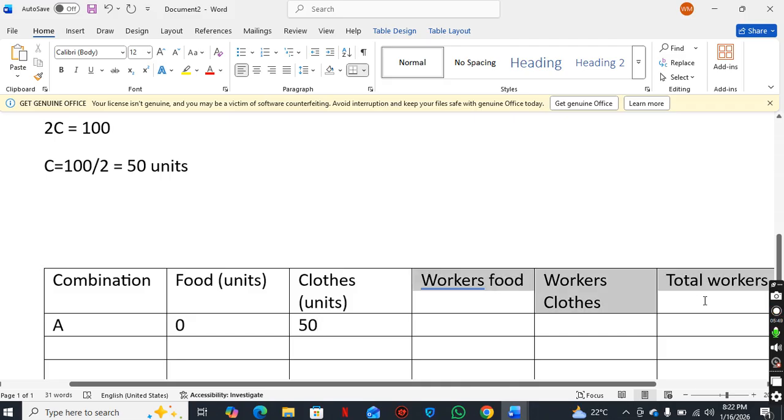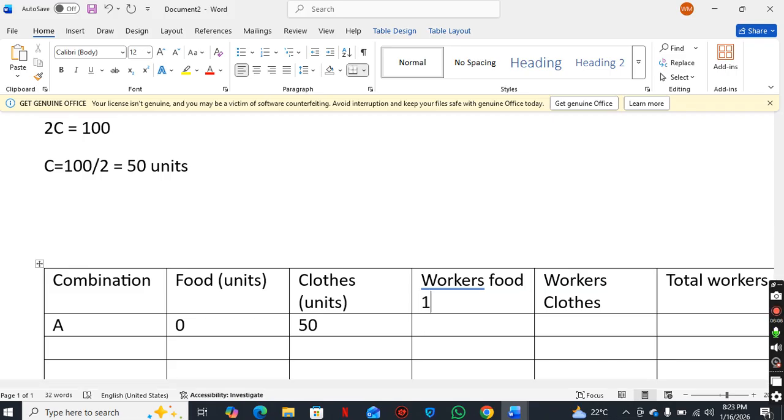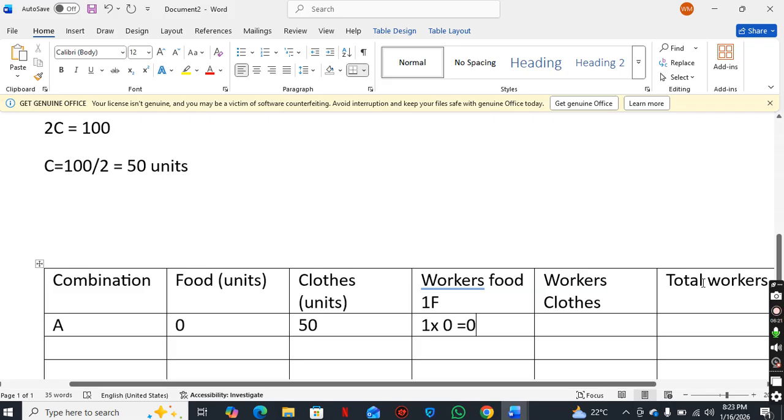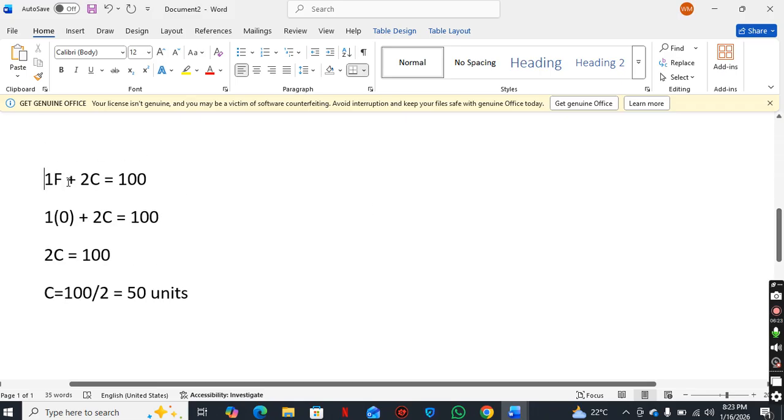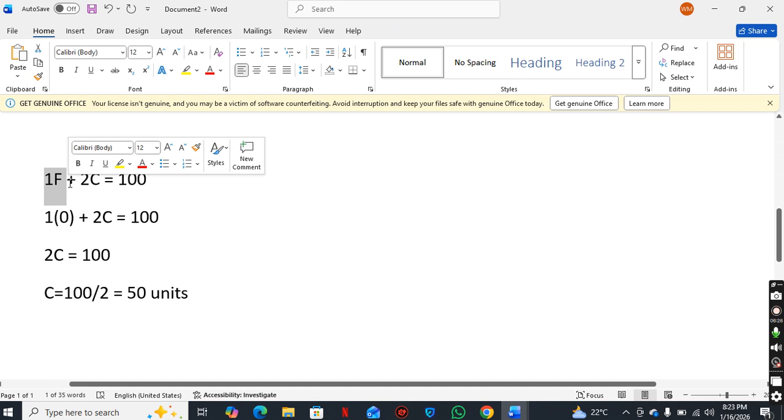Now these 3 columns are just to make sure that we keep our total number of workers at 100. If we're producing 0 units of food, how many workers are we going to have? Remember, for 1 unit of food you need 1 worker. Now if it's 0 units of food, you just say 1 times 0, 0 workers. I've just used this part of the equation here: 1 worker for 1 unit of food. So if you make 0 units of food, 0 workers.